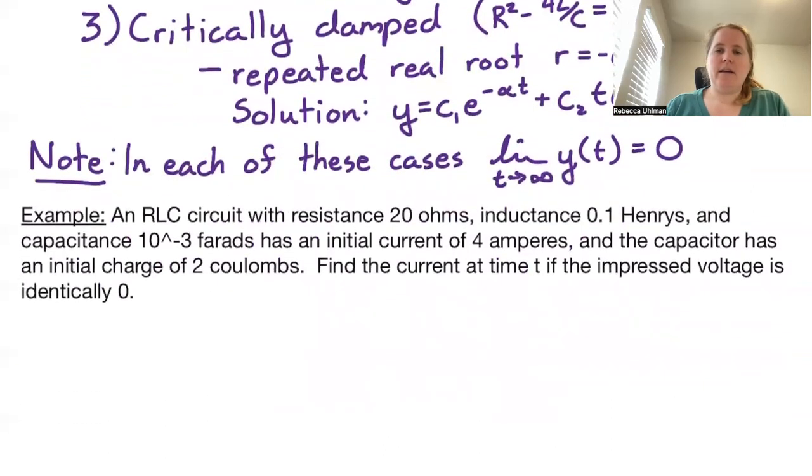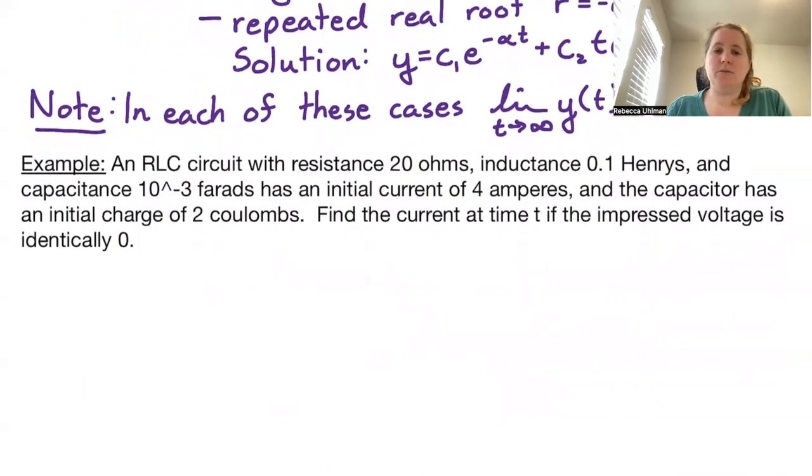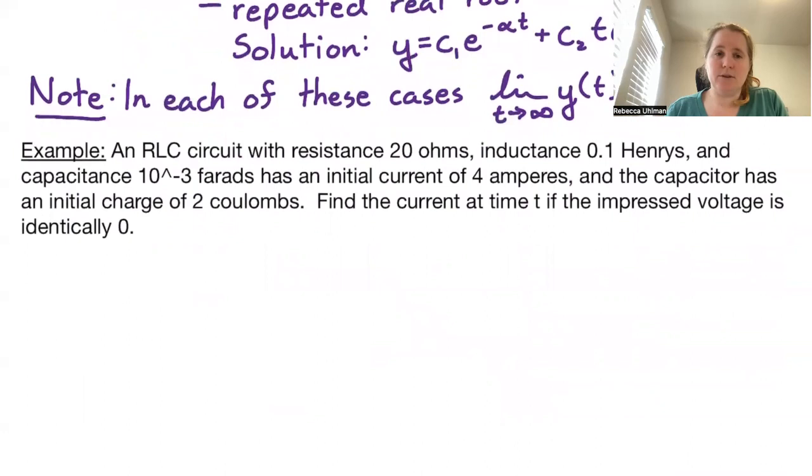So now let's go ahead and consider an RLC circuit with resistance 20 ohms, inductance 0.1 henries, and capacitance 10 to the negative 3 farads, which has an initial current of 4 amperes and the capacitor has an initial charge of 2 coulombs. Our job is to find the current at time t if the impressed voltage is identically 0.